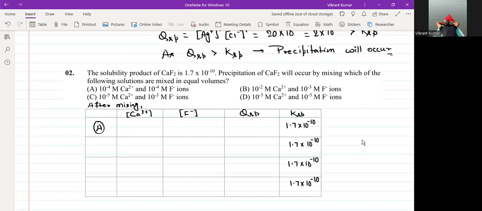So in case of A, we have got this one as 10 raised to minus 4 by 2, because we are mixing equal volumes. So we need to be very careful about that. So this is 10 raised to minus 4 by 2 and this is also 10 raised to minus 4 by 2. Now QSP will actually be Ca2 plus into F minus square. And that's why it will become 10 raised to minus 4 by 2 into 10 raised to minus 8 by 4, which is giving you 1 by 8 into 10 raised to minus 12.